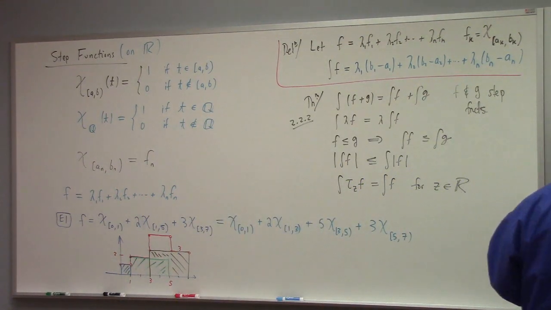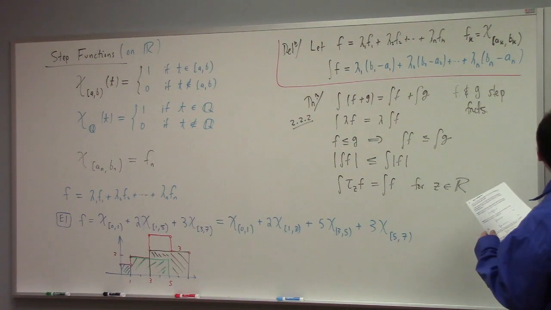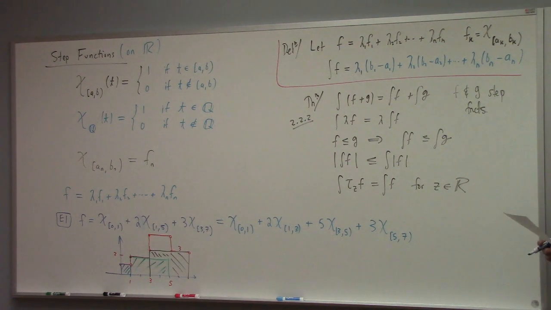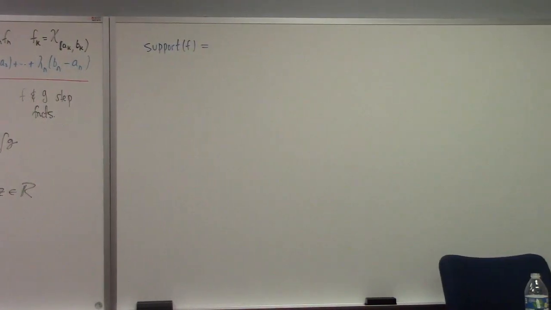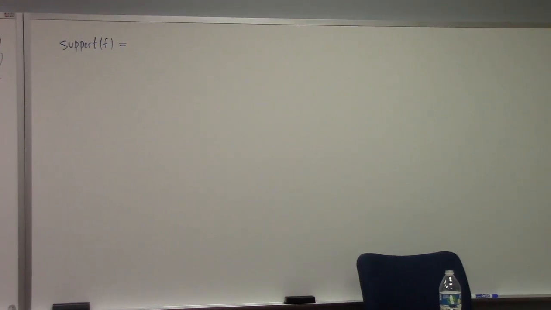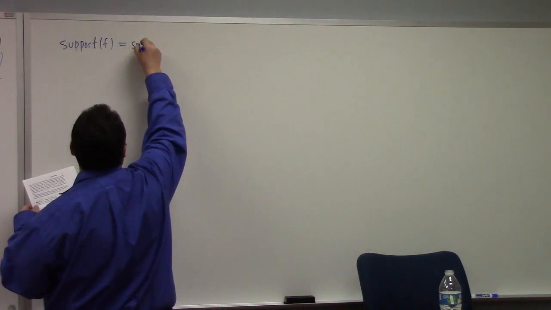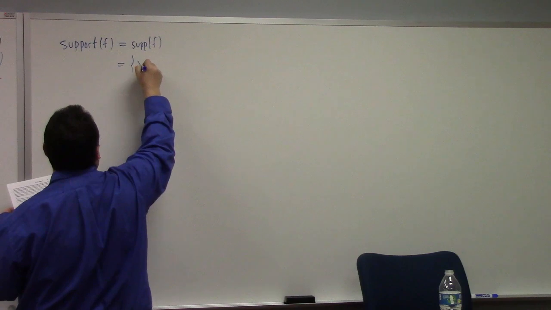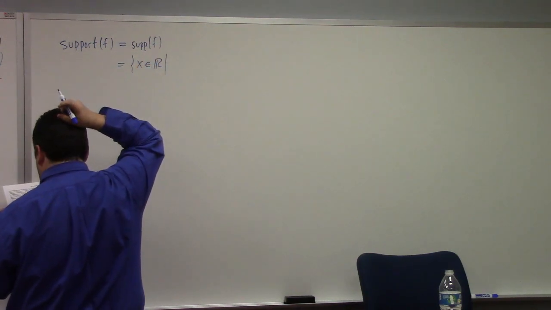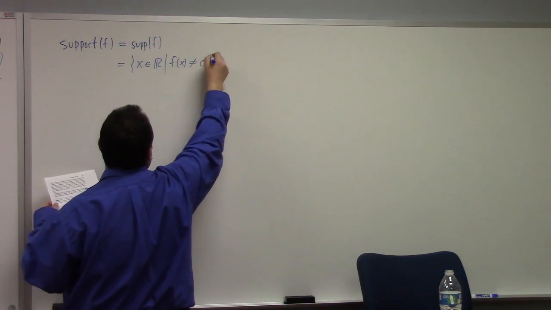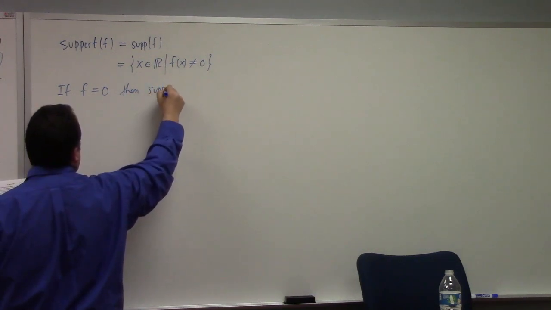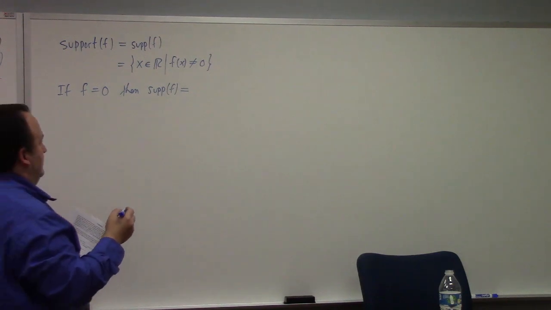All right, so what is the support? That's an important idea. What's the support of f? So he defines this on page 41. He says the support of f, which is oftentimes denoted just sup f, is the set of, so at the moment this is going to be x in R, such that f of x is not equal to 0. So for example, if you're talking about the zero function, then what's the support? The empty set, right?